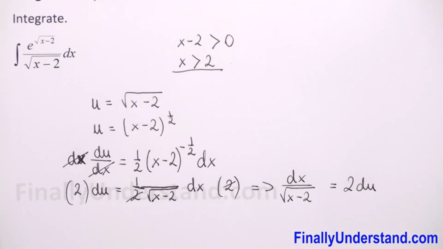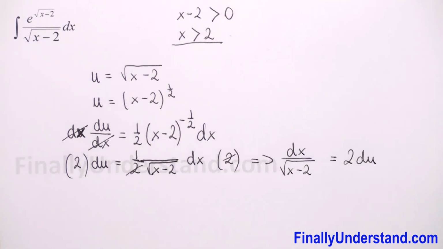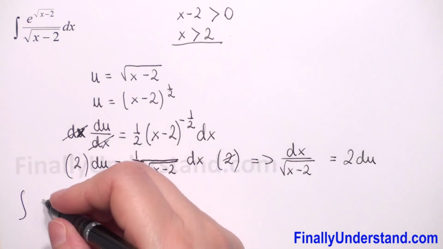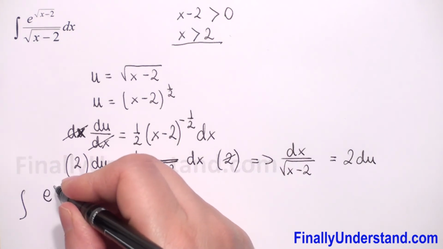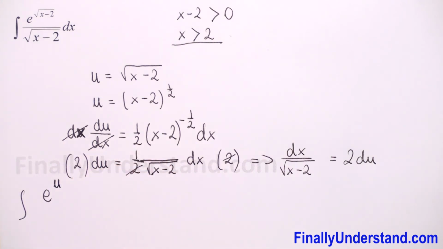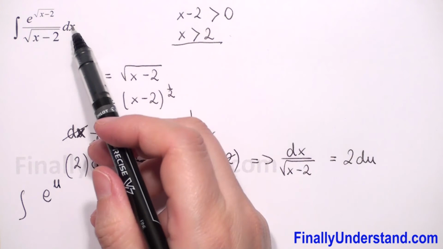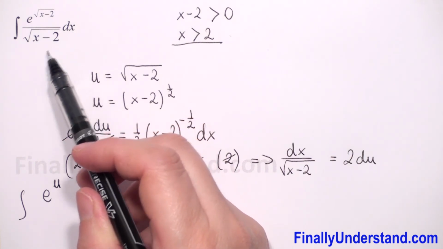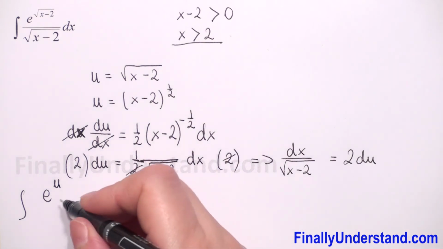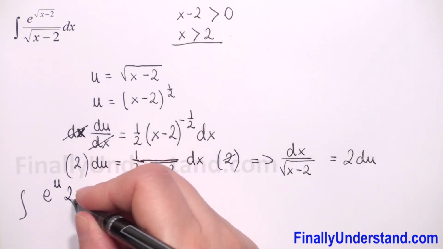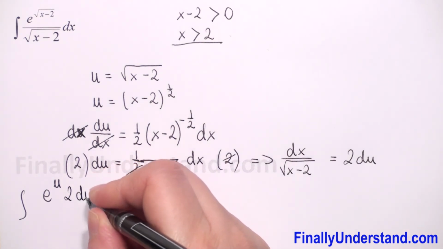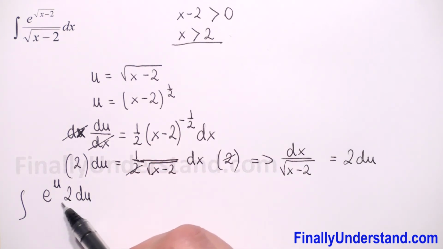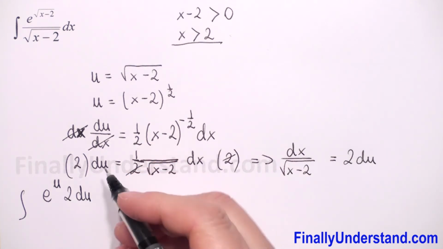So now we can rewrite our indefinite integral as an indefinite integral with respect to u. It will be e to the power u, and dx over the square root of x minus 2 is equal to 2 du, so it will be times 2 du. We have multiplication here and we have a constant.